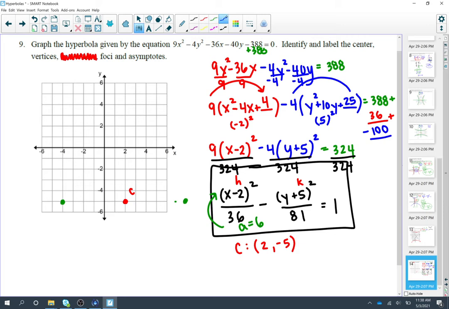Now, as for my B value, it is going to be 9. And then if I look up, that's the one that's paired with the Y. So we want to go up 9 and down 9. So 1, 2, 3, 4, 5, 6, 7, 8, 9. And then this one, we're already at negative 5, and we have to go down 9 more. So 9, 10, 11, 12, 13. That's going to put us down here at like negative 14.